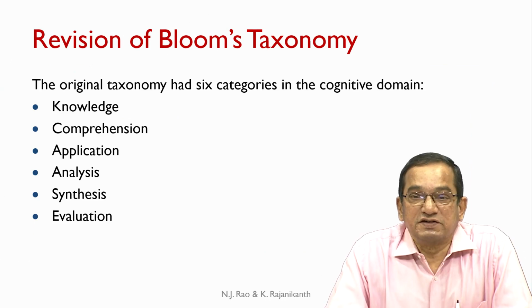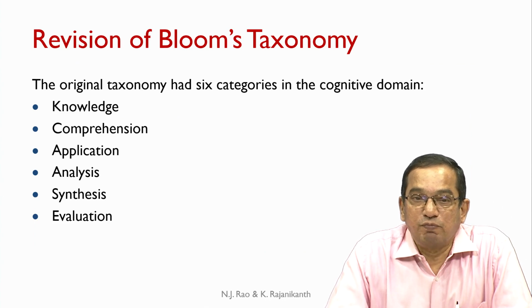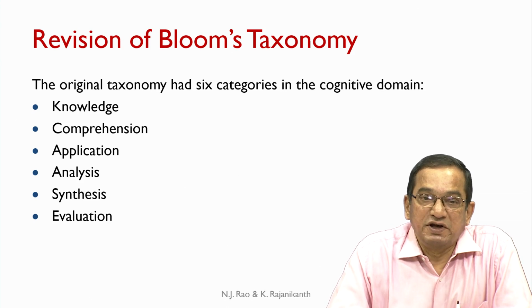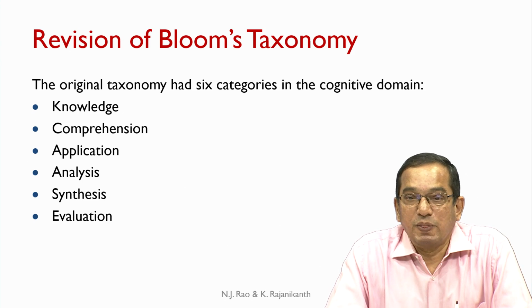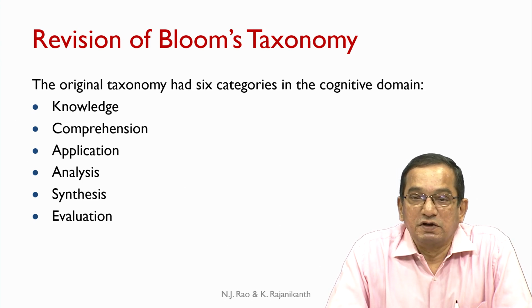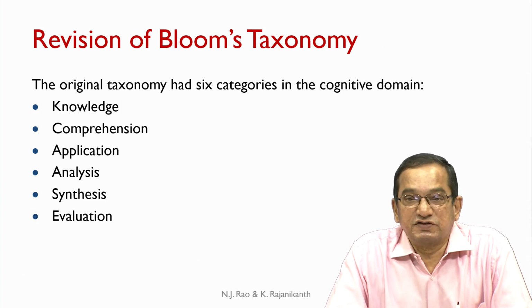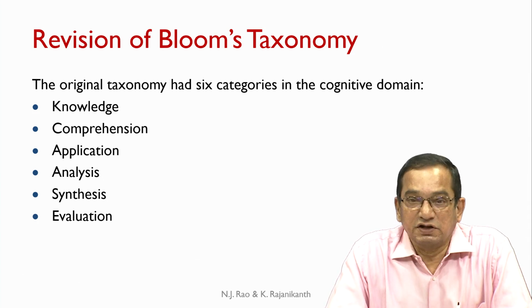The original taxonomy had 6 categories in the cognitive domain: knowledge, comprehension, application, analysis, synthesis, evaluation. It was a one-dimensional taxonomy in the sense that the categories were across one dimension only, and there were 6 categories along the dimension.